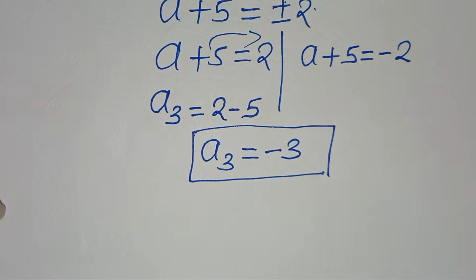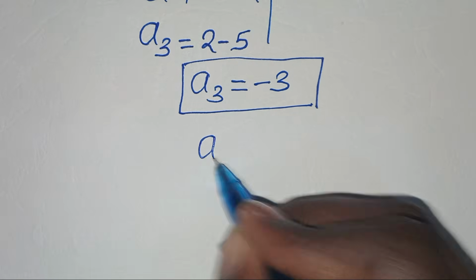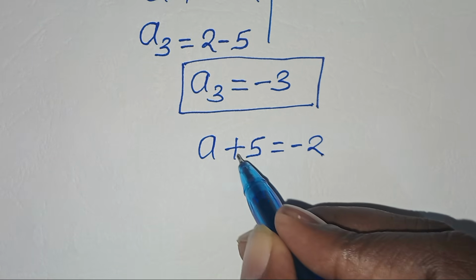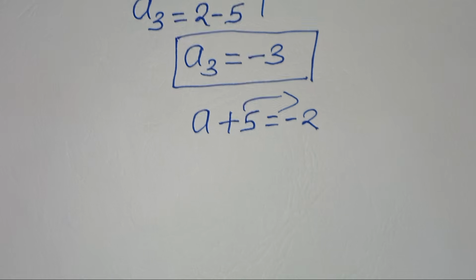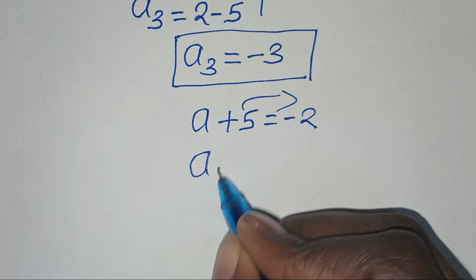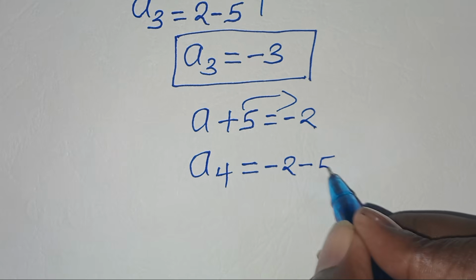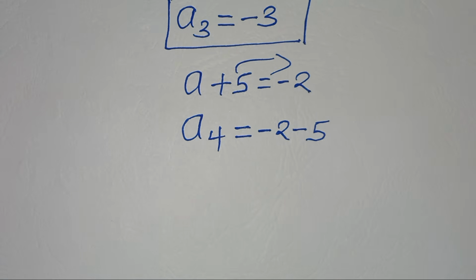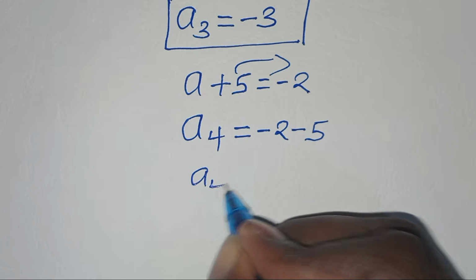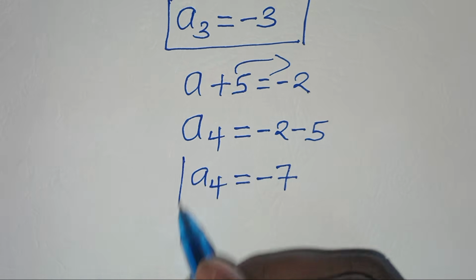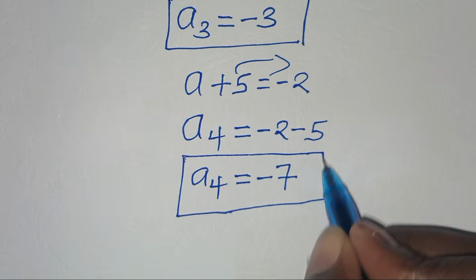Let's solve for a4. We have a plus 5 equal to negative 2. Let's take plus 5 to the right hand side. This means we have a4 equal to negative 2 subtract 5. So the value of a4 is equal to negative 7.